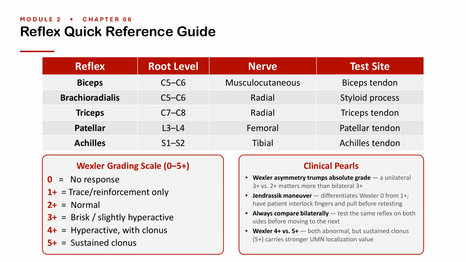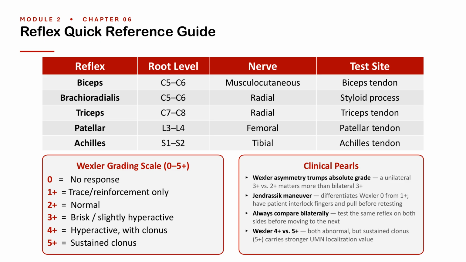The 5 essential reflexes with their root levels, nerves, and test sites. Biceps, C5 to C6, musculocutaneous, biceps tendon. Brachioradialis, C5 to C6, radial, styloid process. Triceps, C7 to C8, radial, triceps tendon. Patellar, L3 to L4, femoral, patellar tendon. Achilles, S1 to S2, tibial, Achilles tendon.